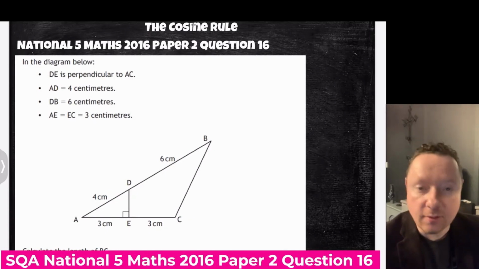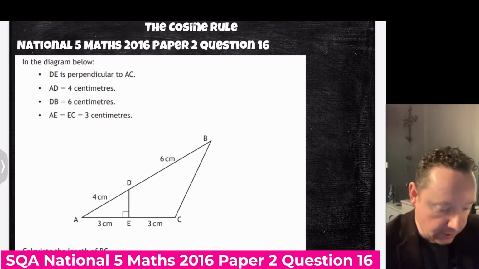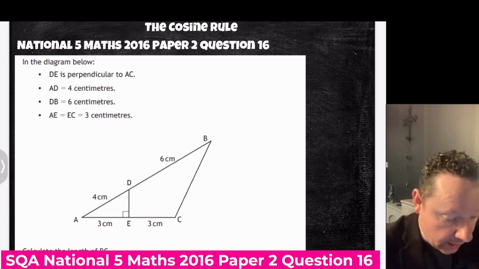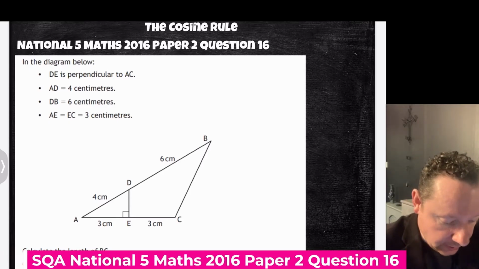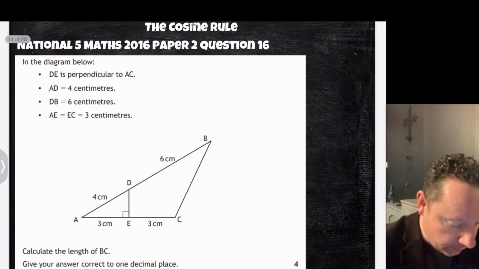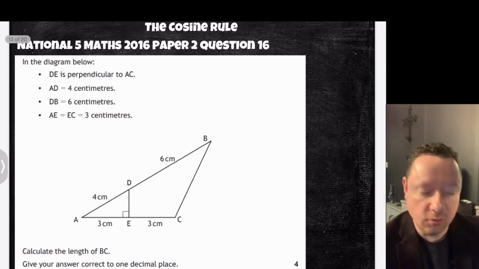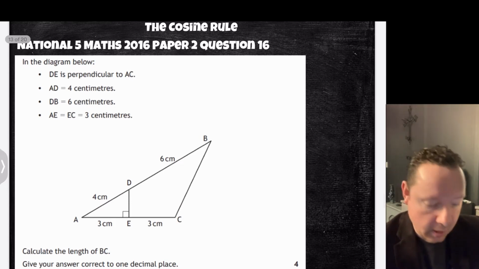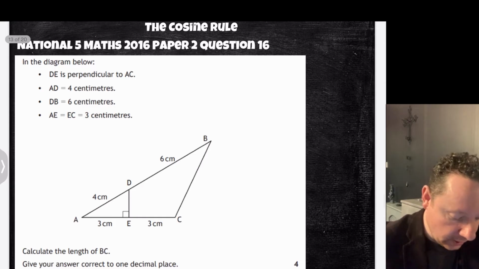Cosine rule, National 5 Maths 2016, paper 2, question 16, had this one. It shows you a diagram. DE is perpendicular to AC. Perpendicular means at right angles. AD is 4, as shown. DB is 6, as shown. And AE equals EC, which equals 3 centimetres, which is shown there. It says calculate the length of BC, giving your answer to one decimal place.